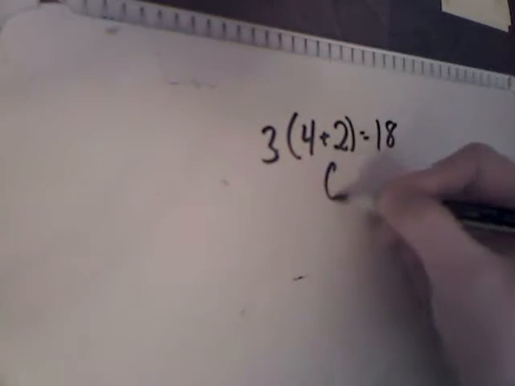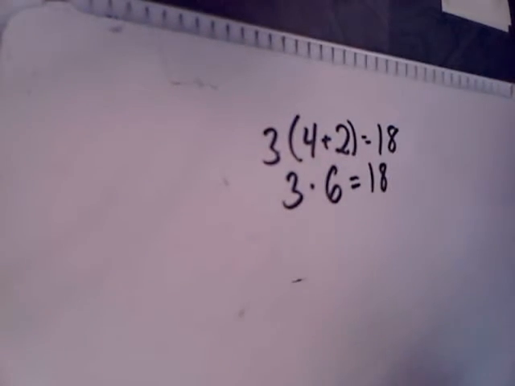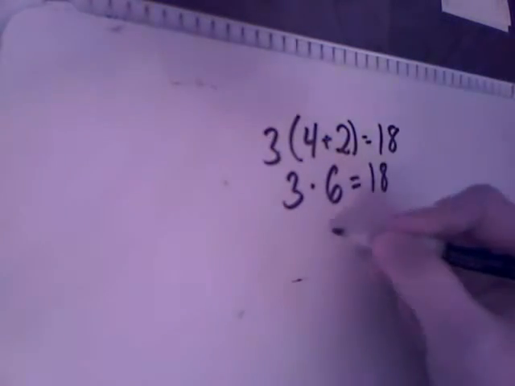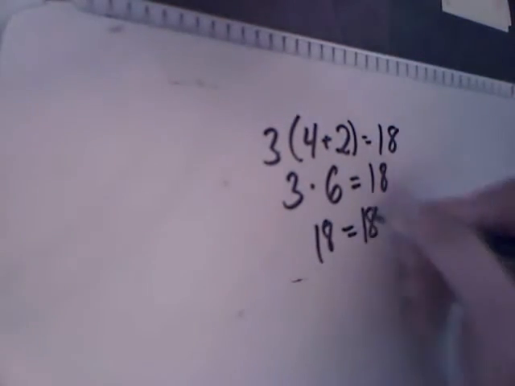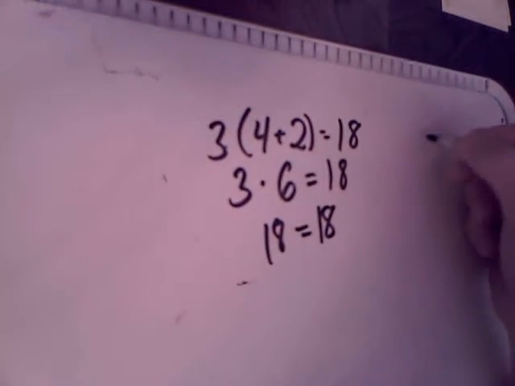In this case we can. 4 plus 2 is 6. So we have 3 times 6 equals 18. 3 times 6. Hey, look at that. 18 equals 18. And life's awesome. Or you can look at this another way.